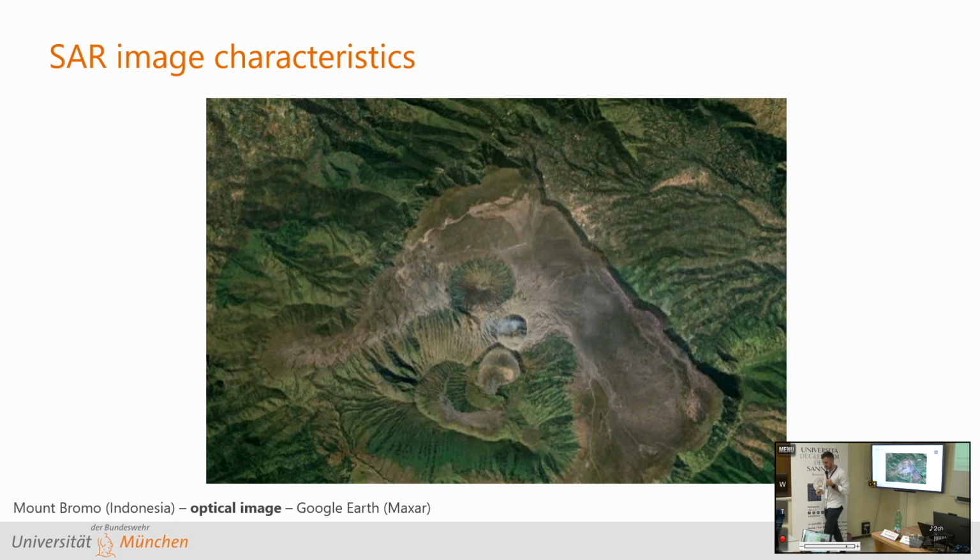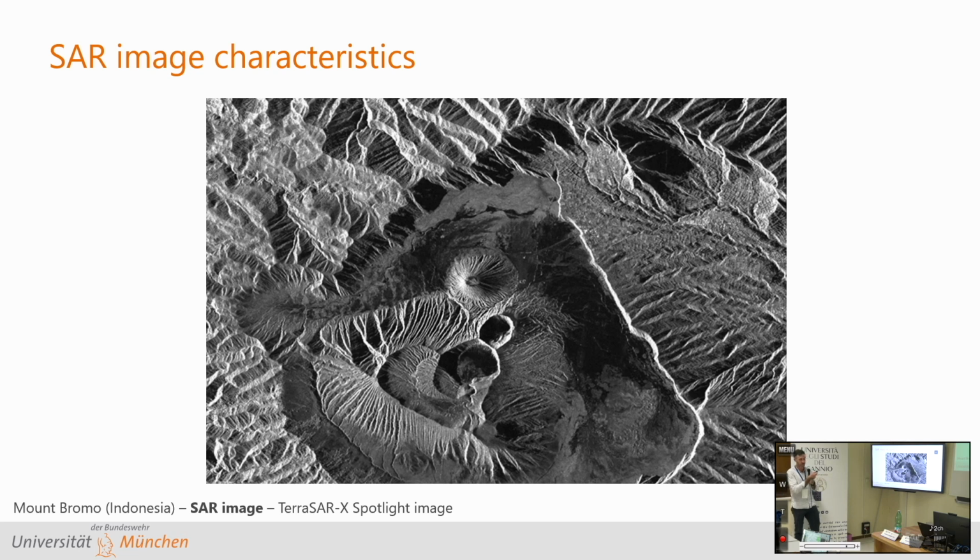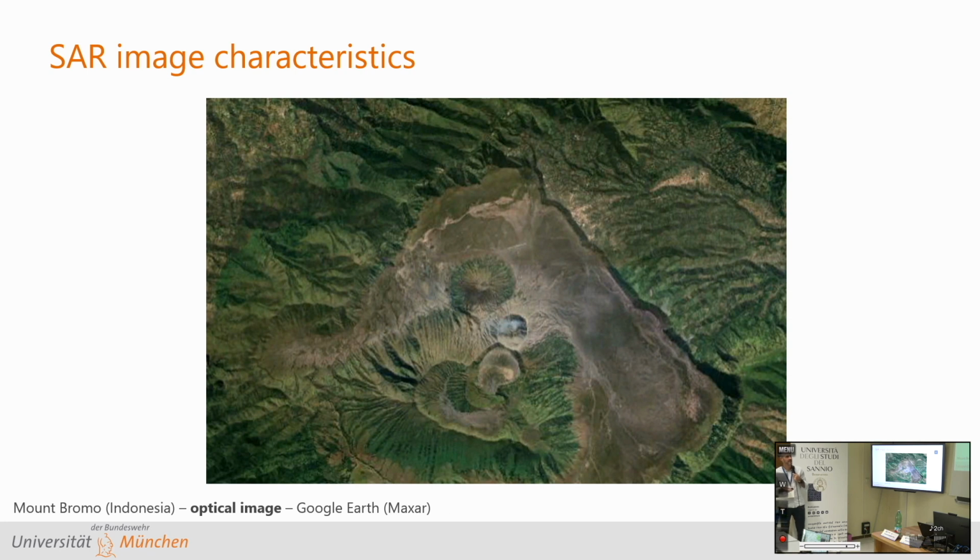So what you are seeing here is a spot in Indonesia. This is the Mount Bromo. And I'll show you the comparison, as you asked before, what is optical, what is SAR. You can see it better here. So this is the optical one, this is the SAR. Nice, they look similar, that's very nice. But still, there are very different features in the data.